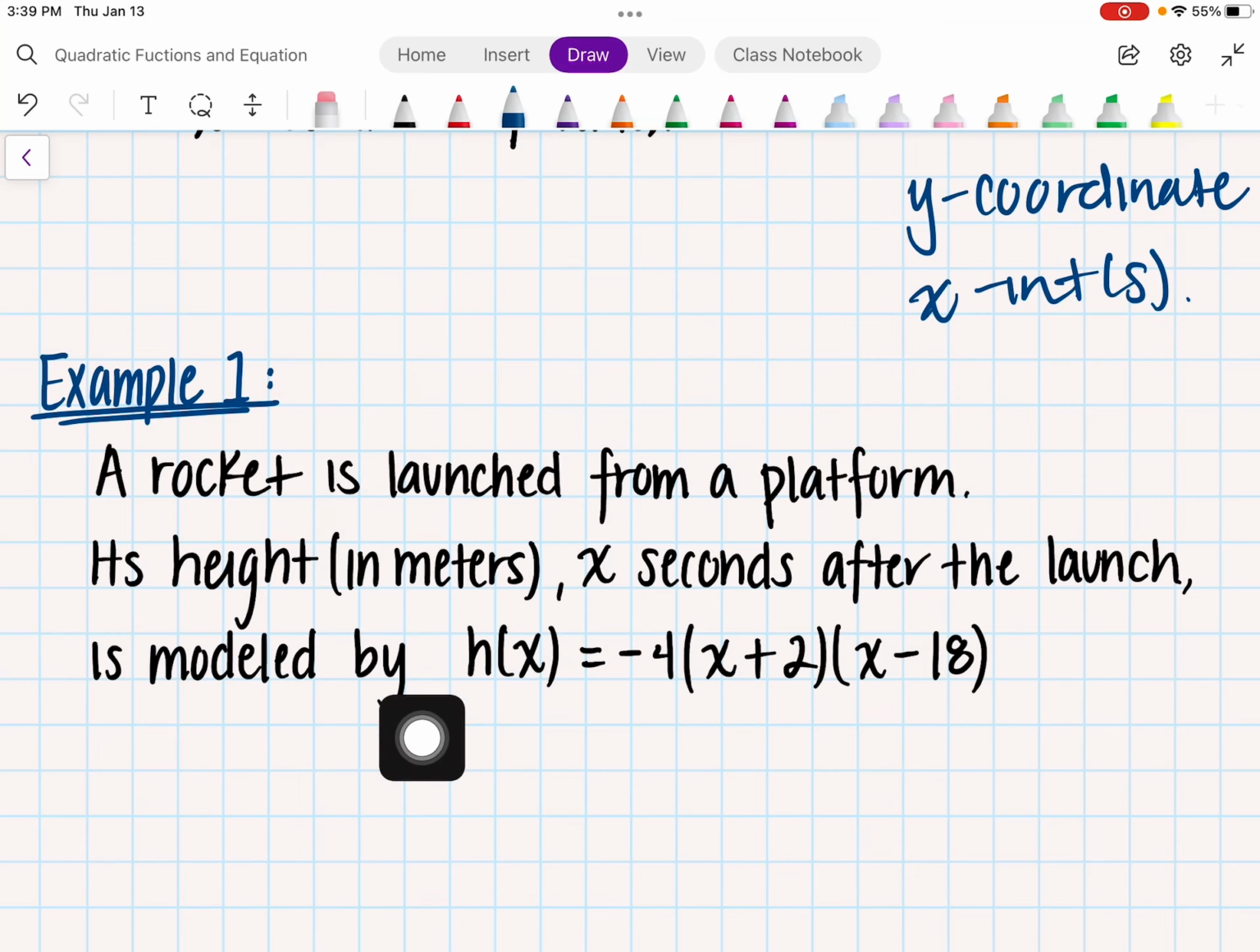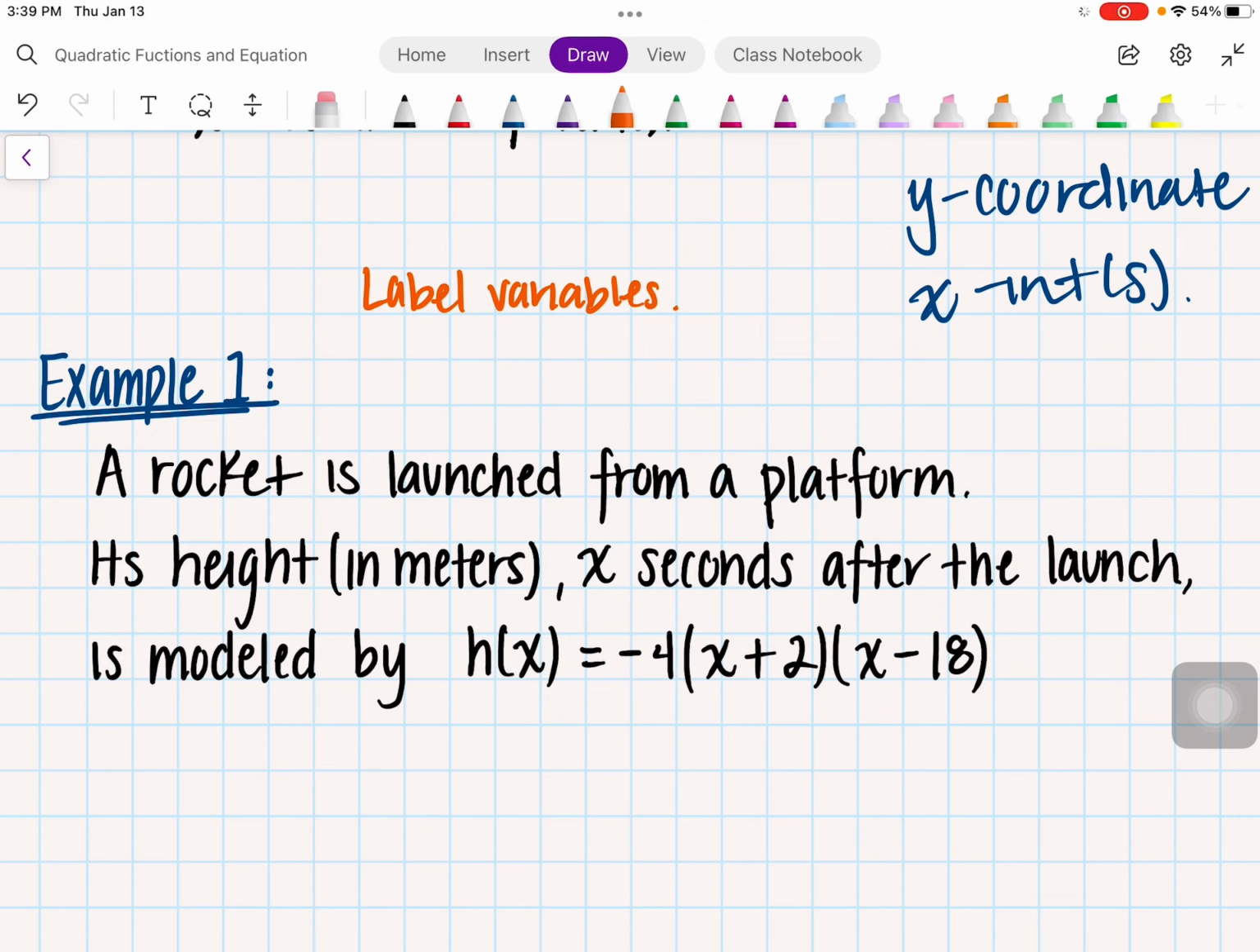In example 1, it says a rocket is launched from a platform. Its height in meters x seconds after launch is modeled by the following equation. We have h of x equals -4 times x plus 2 times x minus 18. Whenever we're working with word problems, the first thing we want to do is label our variables.